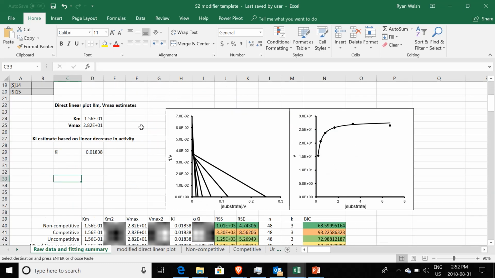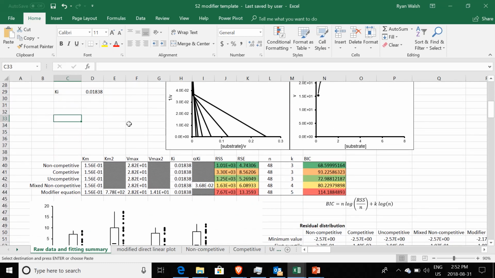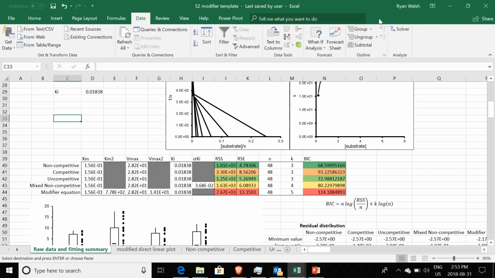So to produce a fit in this, what you want to do is use the Solver function in Excel. The Solver function is found under Data. It's not installed initially. You have to go into the add-ons and add it on. There are a lot better explanations of how the Solver works in other videos, I'm sure, and you can look that up.